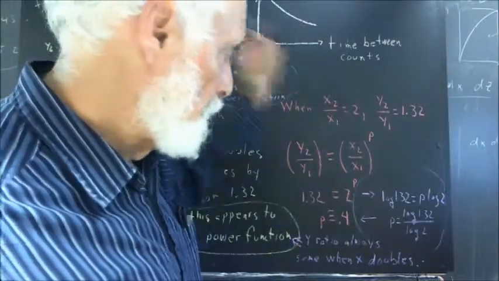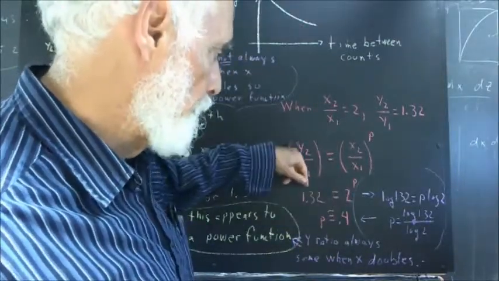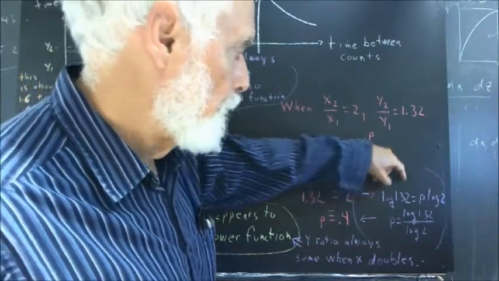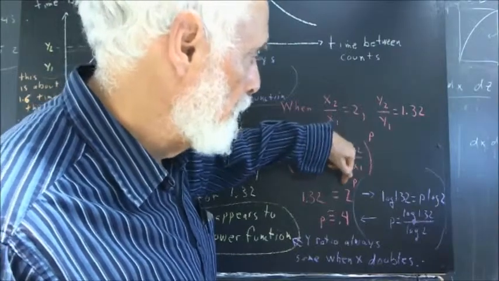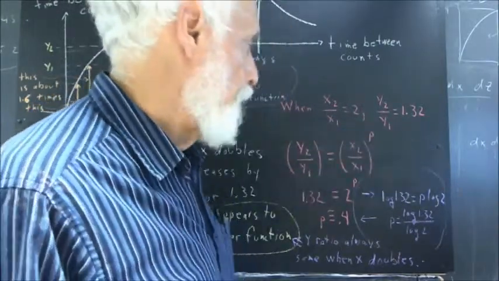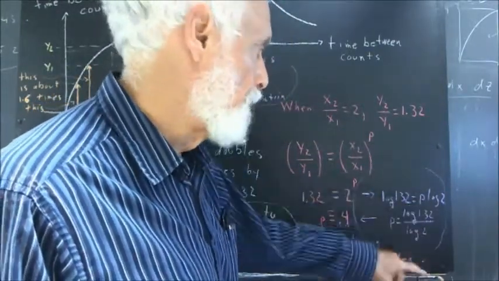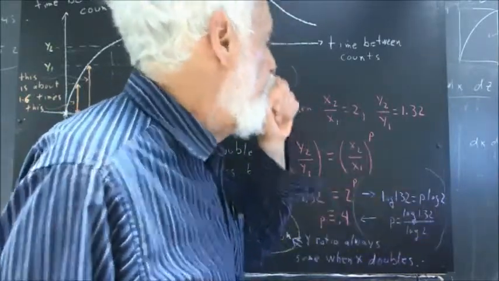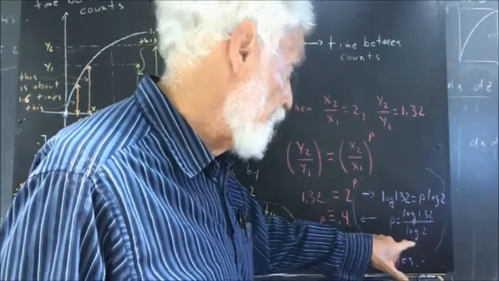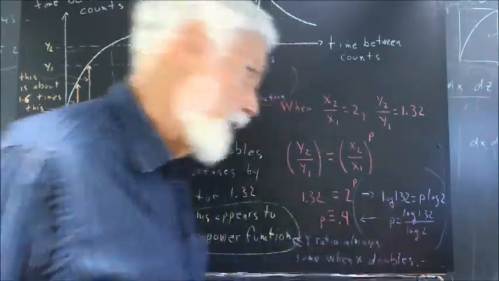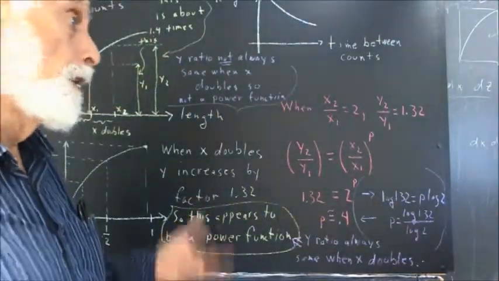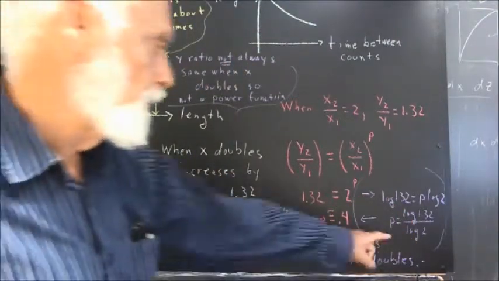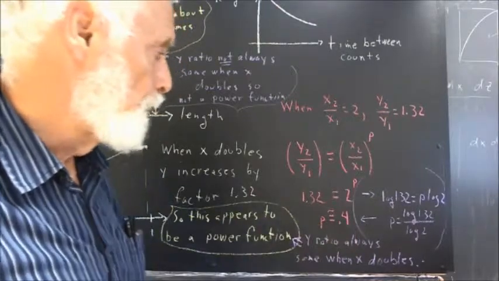If you understand a little bit about logarithms, you understand that if we take the logarithm of both sides, we get the log of 1.32 equals p times the log of 2. And then that becomes really easy to solve. p is going to be the log of 1.32 divided by the log of 2. And that's a calculation you can easily do with your calculator, and it would be appropriate to use your calculator to do that. It would spit out p equals 0.4.